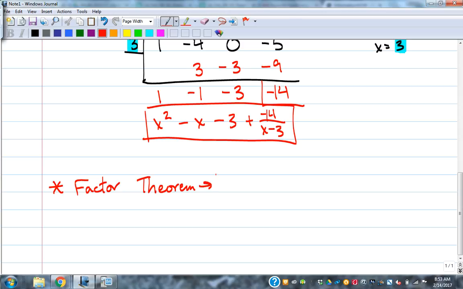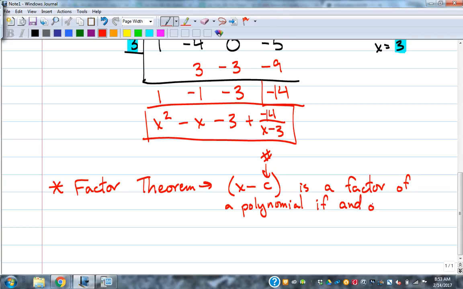Remember theorems from geometry, we use them a lot. There's algebra theorems as well. The factor theorem says, okay, if I do x minus c, where c is just a number, it's a factor of a polynomial if and only if f of c is equal to 0.